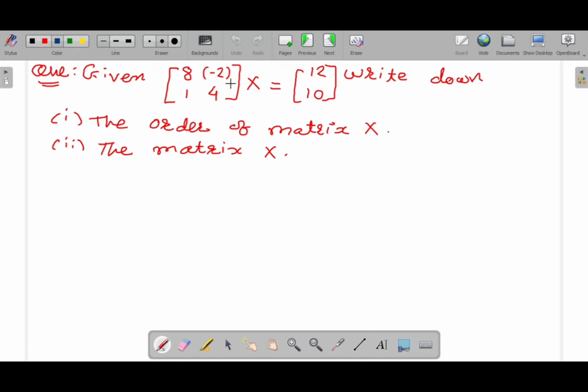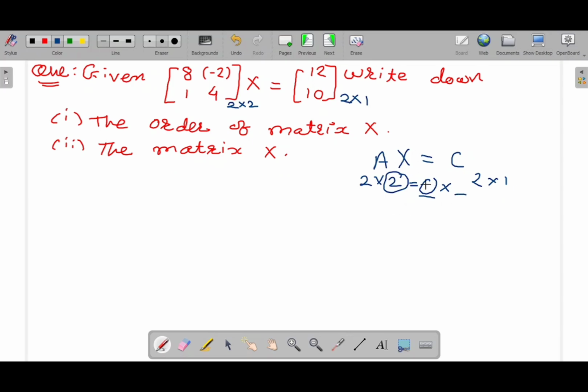Let's see this. First of all, what is the matrix? Given matrix [8, -2; 1, 4]. What is the order of that matrix? So pause this video and try to find the order of matrix X. Here the order of this given matrix is 2 by 2, and the order of the resultant matrix is 2 by 1. Now you know the rule of multiplication. Let me consider this known matrix as A and the unknown matrix as X, and the resultant matrix is C. Here matrix A is 2 by 2, and matrix C is 2 by 1. So you know it is compulsory that the number of columns in the first matrix should be equal to the number of rows in the second matrix.